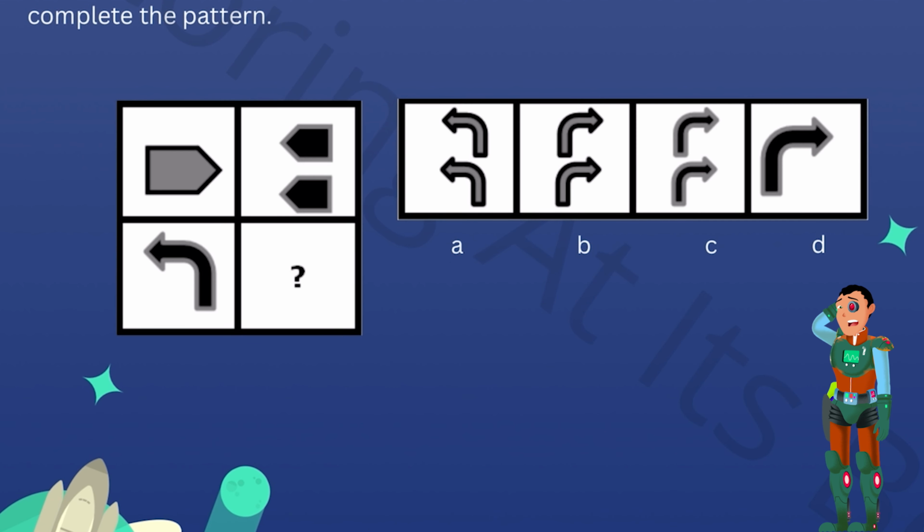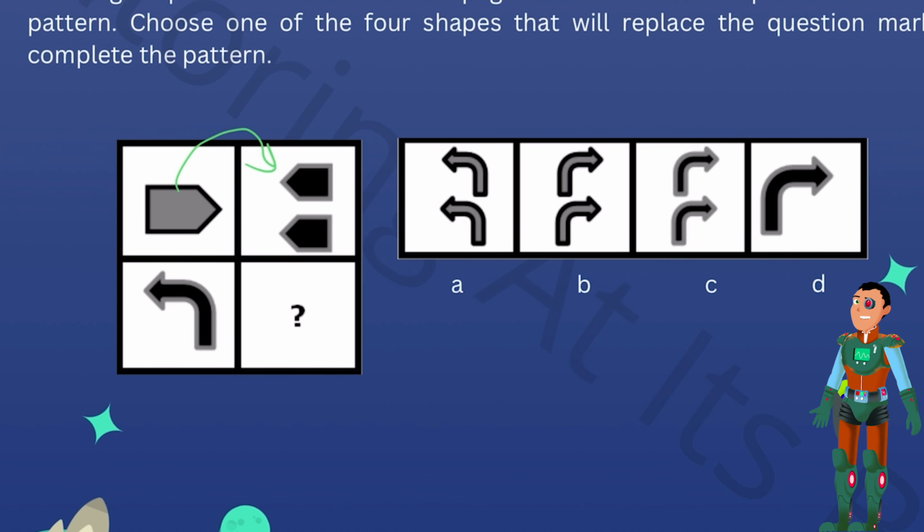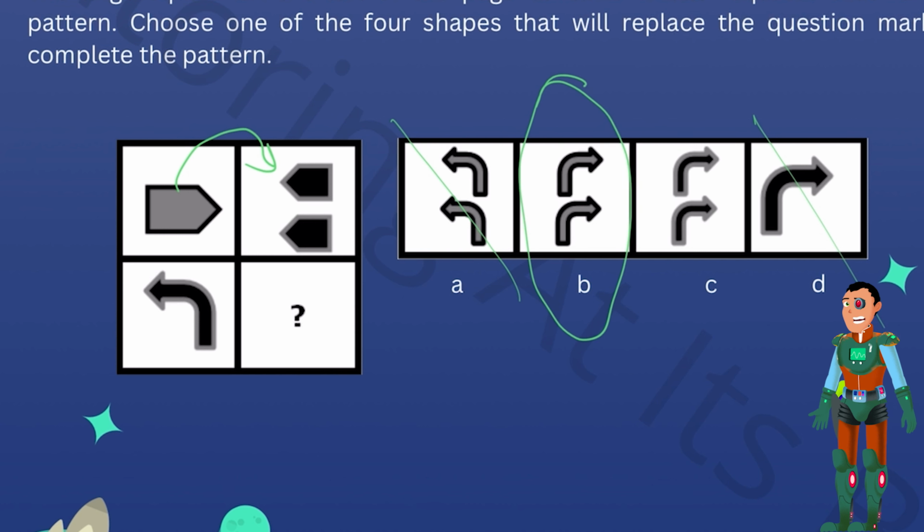Okay, question number 8. Right, so let's take a look at this gray arrow. You can see it's got a black outline, but this time when it moves to the right-hand side, the colors swap and they're reversed. So we need to find 2 curved arrows pointing to the right. So we need to find 2 curved arrows, which is A, B, and C, but they should be pointing to the right. So again, that eliminates A. And we need gray shadings and black outlines. So again, that would be B.